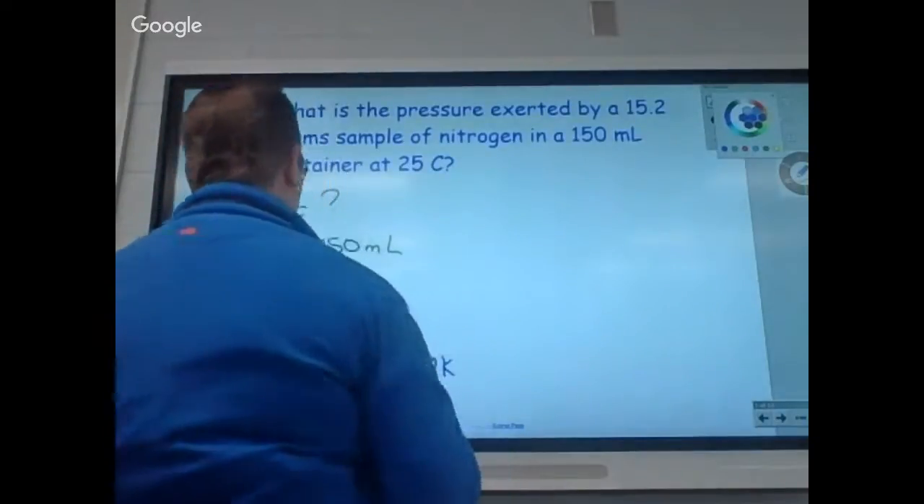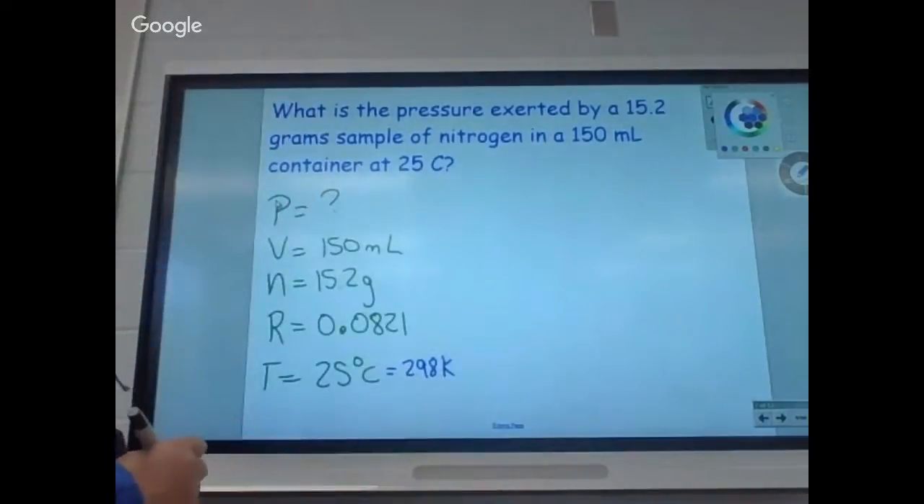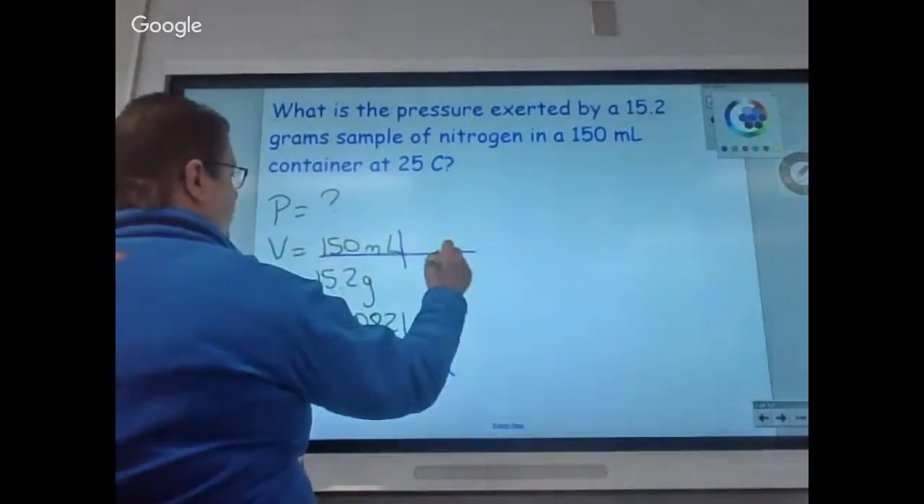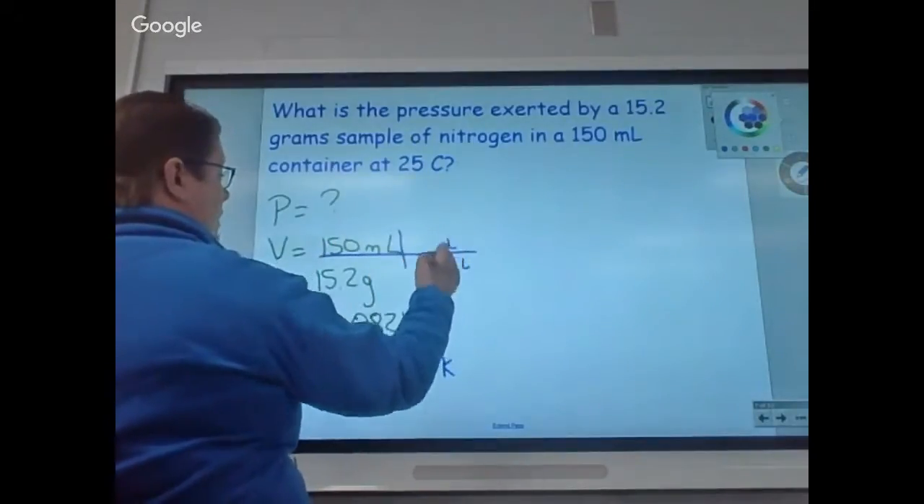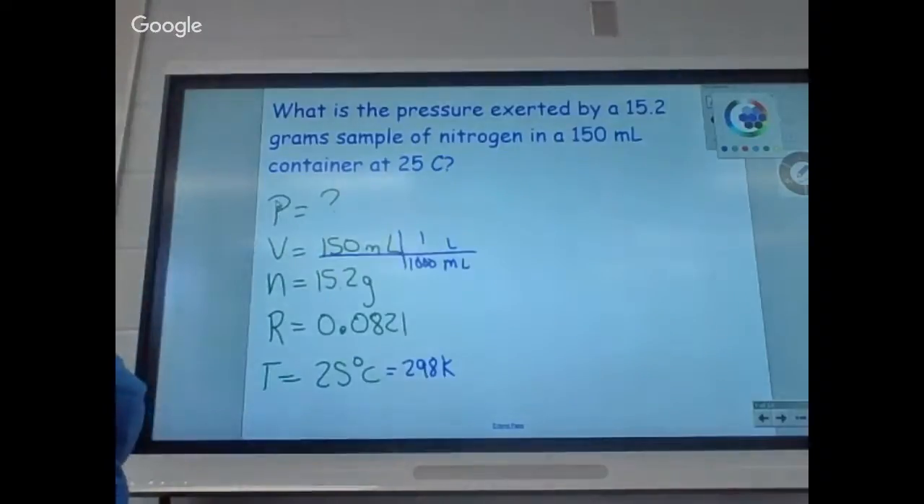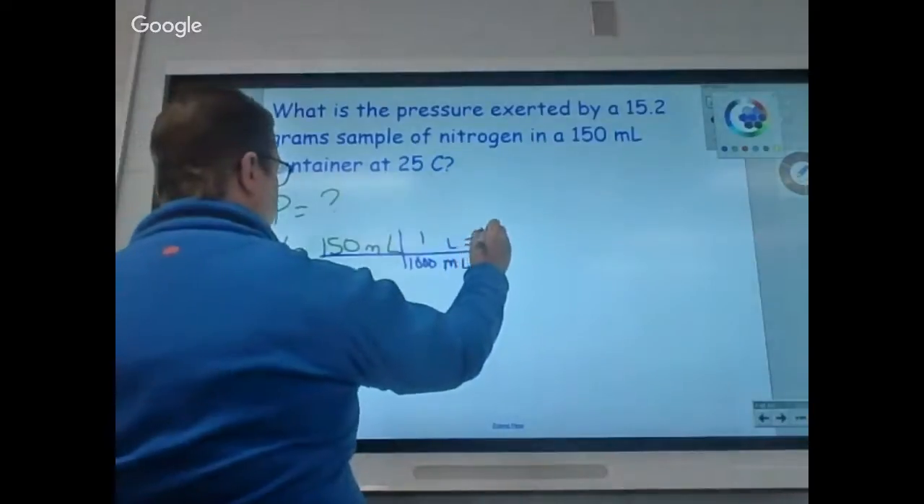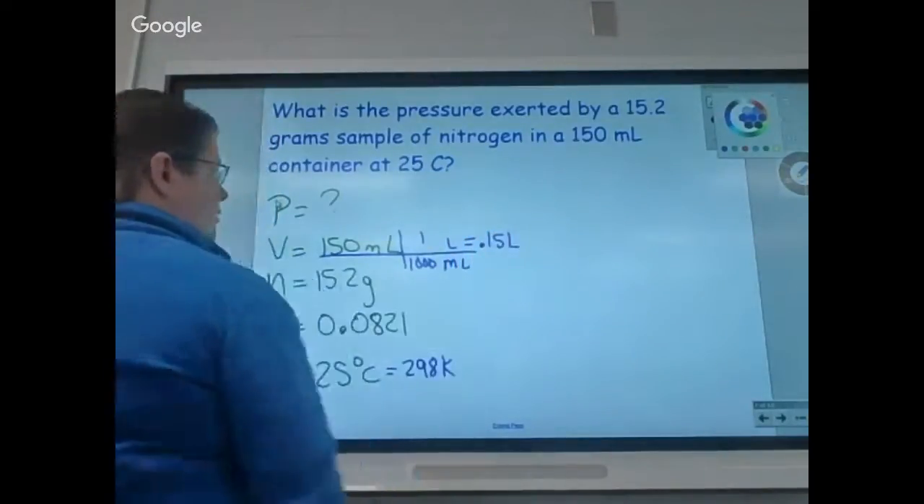This is why I said you might want to just know the 1,000. Some of you can do this one in your head now, some of you can't, but this will save you a lot of time and not having to draw King Henry, because milliliters is just 1,000. So 150 divided by 1,000 is 0.15 liters.